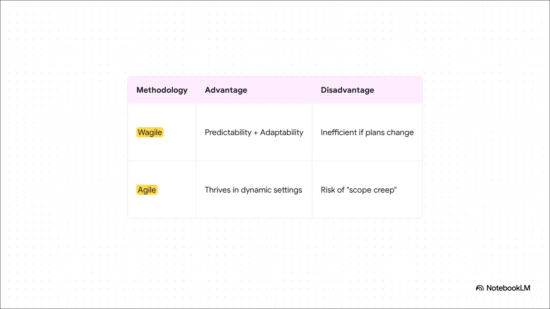Agile, on the other hand, is born for chaos. It's fantastic when you don't know exactly what you're building yet. But its big risk is something called scope creep, where new ideas keep getting added without firm deadlines and the project just balloons out of control.